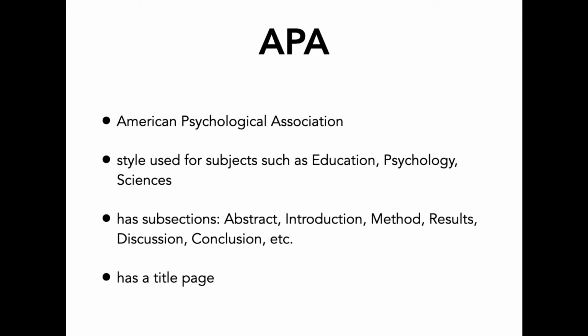Another difference between APA and MLA is that APA has a title page, and I'll show you what that looks like. So instead of having the header up on the side of the page like in MLA format, APA will have its own title page. And this is where you put the title of your paper, your name, and then school affiliation. So you would put Cal Baptist University.